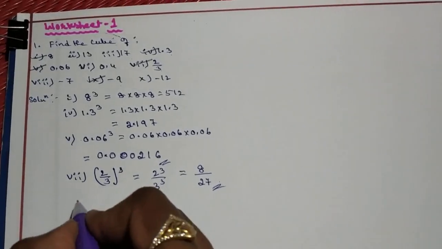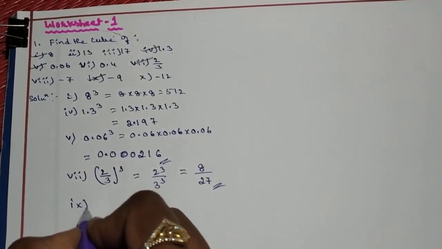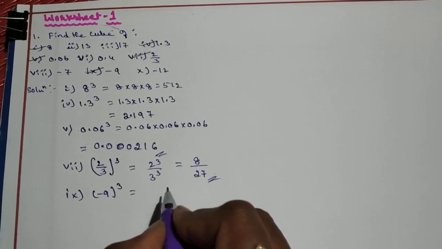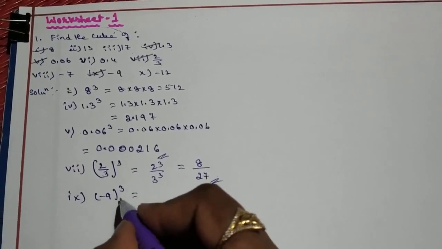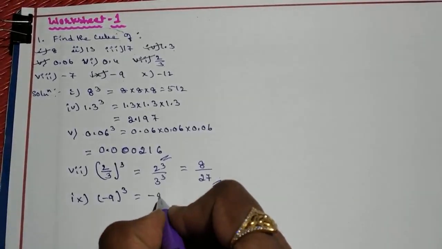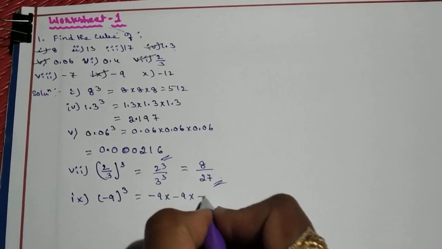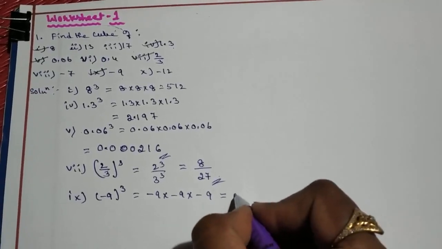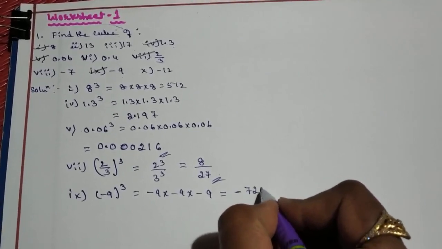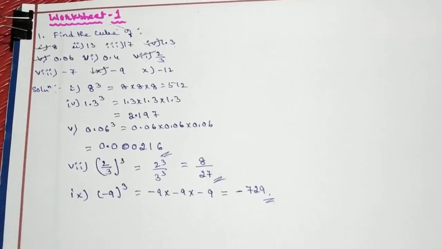So we'll go with the ninth question, that is minus 9 whole cube. As we have discussed in the property, cube of a negative number is nothing but a negative number. So minus 9 into minus 9 into minus 9, which is nothing but minus 9 cube, is minus 729. Is it clear?